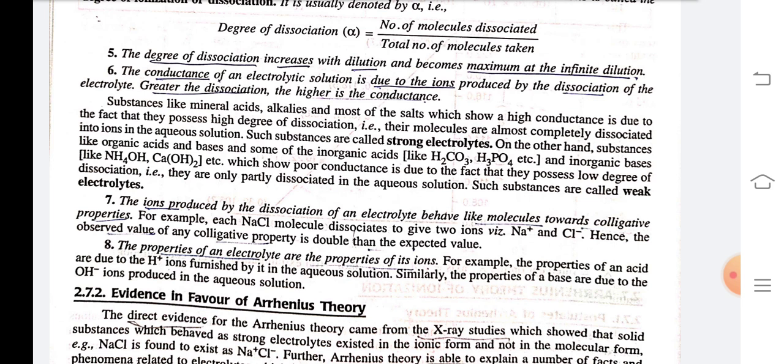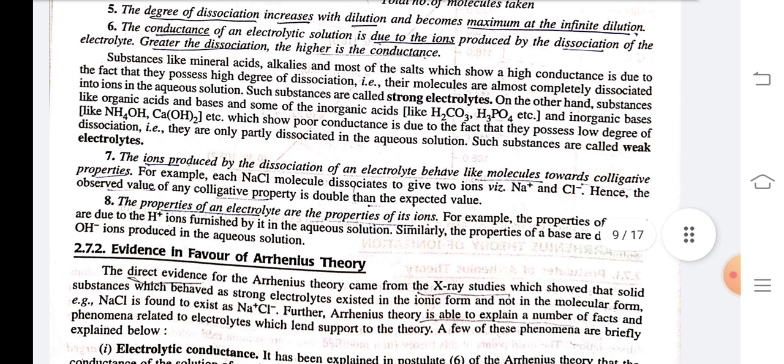6. The conductance of an electrolytic solution is due to the ions produced by the dissociation of the electrolyte. Greater the dissociation, higher is the conductance. Substances like mineral acids, alkalis, and most of the salts show a high conductance due to the fact that they possess a high degree of dissociation, that is, their molecules are almost completely dissociated into ions in aqueous solution.